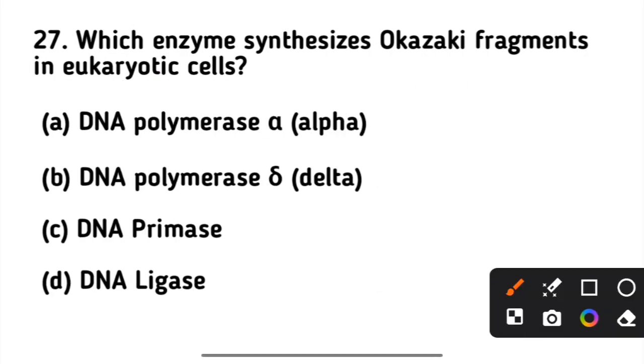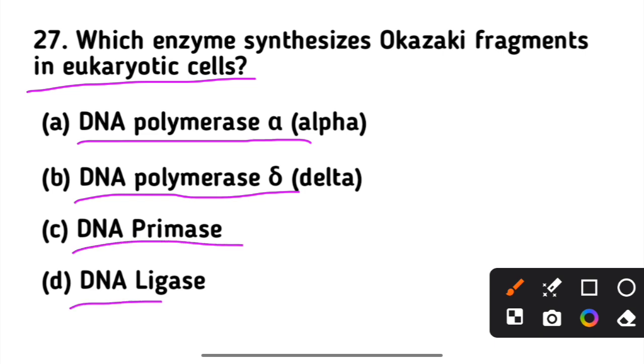Next, which enzyme synthesizes Okazaki fragments in eukaryotic cell? Options are DNA polymerase alpha, DNA polymerase delta, DNA primase, DNA ligase. Option B is correct. DNA polymerase delta.